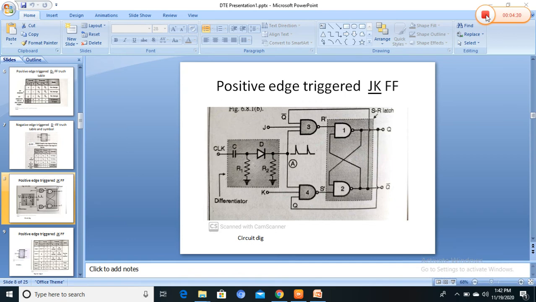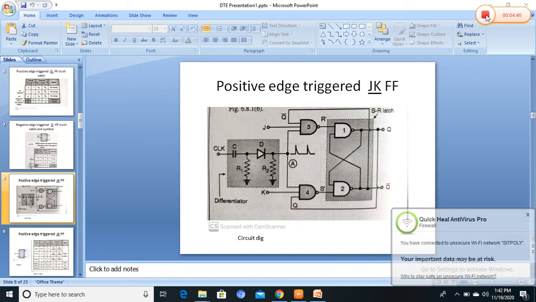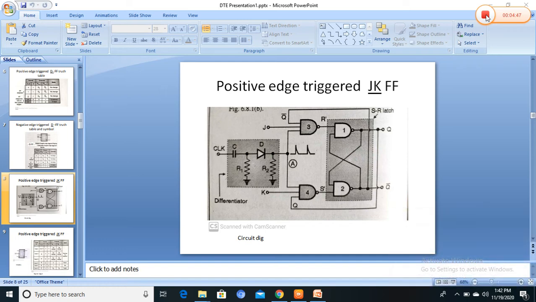Last condition, when the clock is positive going, J is equal to 1 and K is equal to 1, the flip-flop goes into toggle mode. That means Q n plus 1 is equal to Q n bar, and Q n plus 1 bar is equal to Q n. That condition is called the toggling condition, where J is equal to 1 and K is equal to 1.